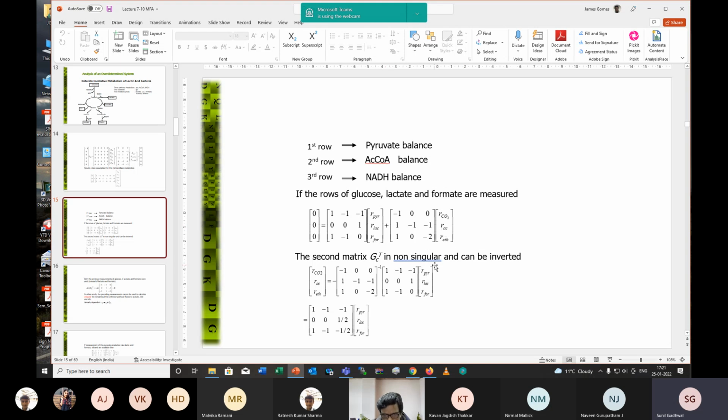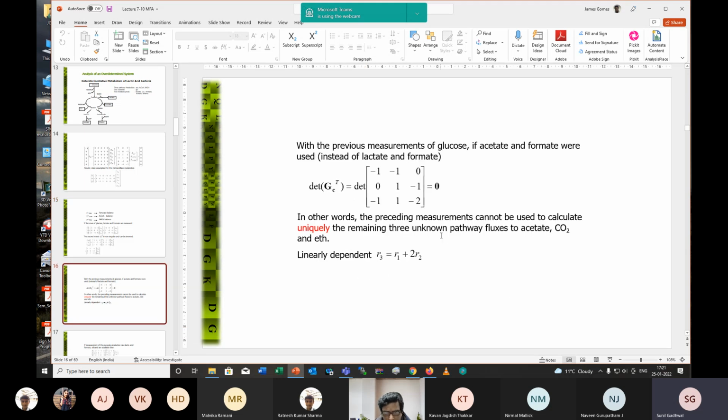So the second matrix G is non-singular, and that can be inverted. We can see that. So what we're saying is that we can measure pyruvate, lactate, and formate, and we want to calculate carbon dioxide, acetate, and ethanol. So what we do is the inverse of that, and you work it out, and then you can see that the rates of carbon dioxide, acetate, and ethanol are obtained in terms of the rates of pyruvate, lactate, and the formate.